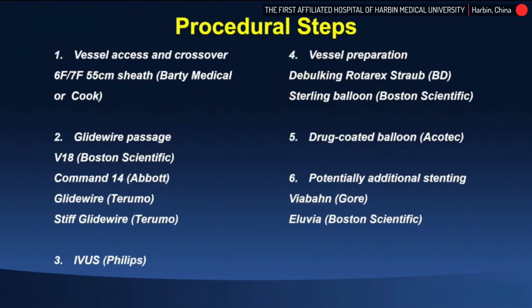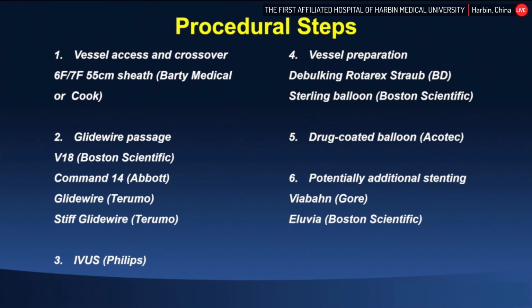So for today's procedure, first we'll use 6 or 7 French long sheaths for the vessel access and crossover. And we have a bunch of glide wires, including a V18 and a 0.14 wire, for the passage. The most important thing for today's case is IVUS, which is quite important for us to determine the character of the disease. And the vessel preparation depends on the IVUS results.